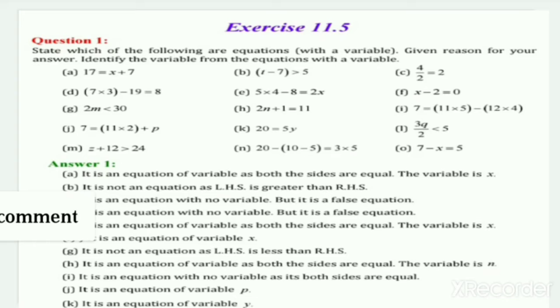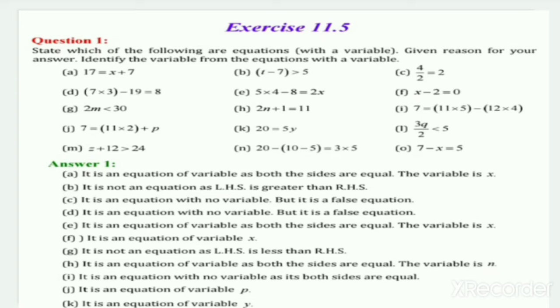Next we have the b part, that is t minus 7 is greater than 5. It means t minus 7 is greater than 5. So which side is smaller? Yes, the right hand side is smaller and the left hand side is greater. Both are not equal, so it is not an equation. It is not an equation as the left hand side is greater than the right hand side. You have to first identify the variable and then verify the equation.